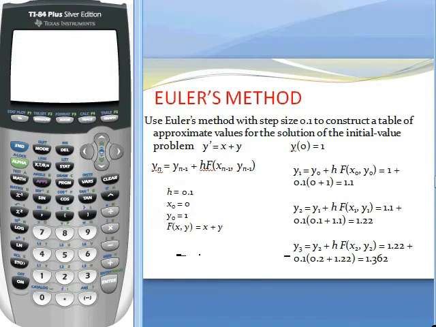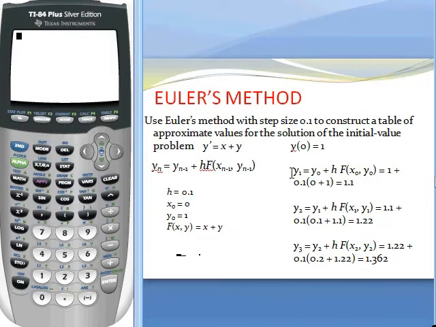Now let's look at an example. Let's say I am given y prime equals x plus y and y of 0 is 1. And here's my formula. And we are saying, okay, use Euler's method with step size of 0.1 to construct the table of approximate values for the solution of the initial value problem.